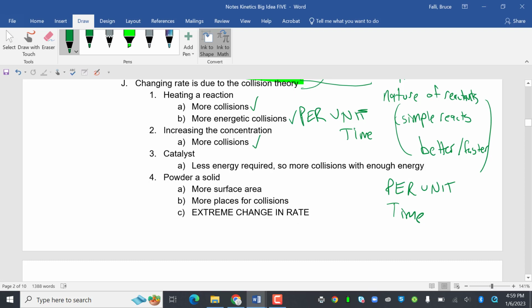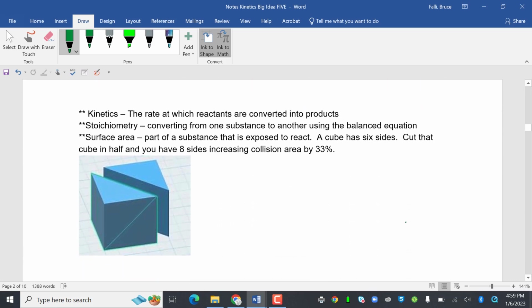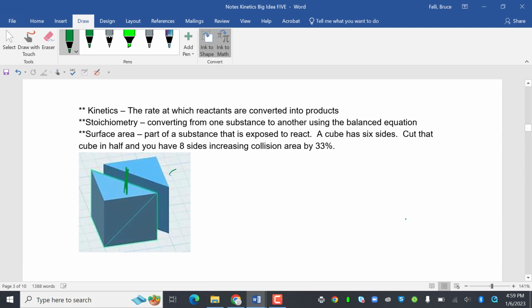If you powder a solid, you have more surface area. That means you can react in 1,000 places instead of just a few. There are more places for collisions. There are extreme changes in rate. For example, if I counted these side by side, there are 6 places where it could hit. When I cut it in half, do you see how I've now added those extra ones? If I split this one right here, I have plus another, and that's just cutting them a little bit. This is a huge difference. The difference in surface area is enormous. The cube has 6 sides. Cut that cube in half, you have 8 sides, increasing the area by 33%, right?